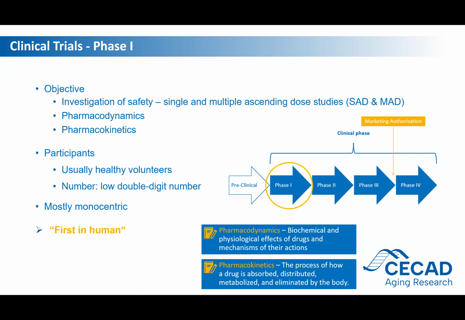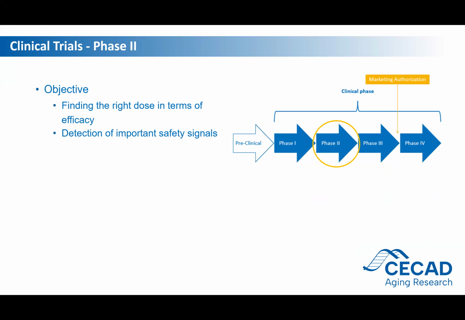And therefore, phase 1 trials are also called first in human because it's directly following the preclinical phase. It's the first time we ever bring this drug compound into the human. So this is called a first in human study. Following phase 1, if we were successful and everything is still looking promising, we can enter a phase 2 trial.